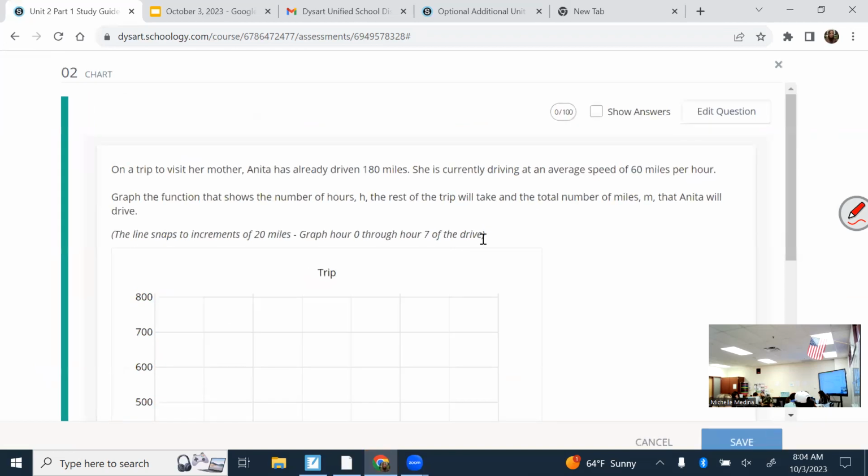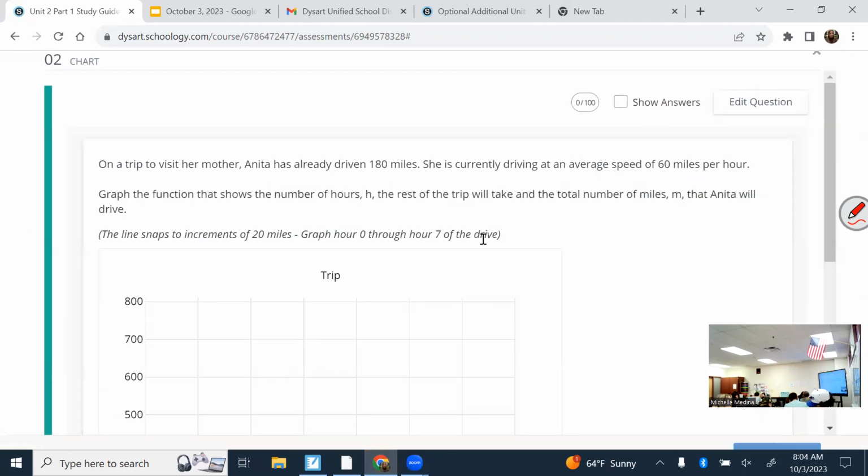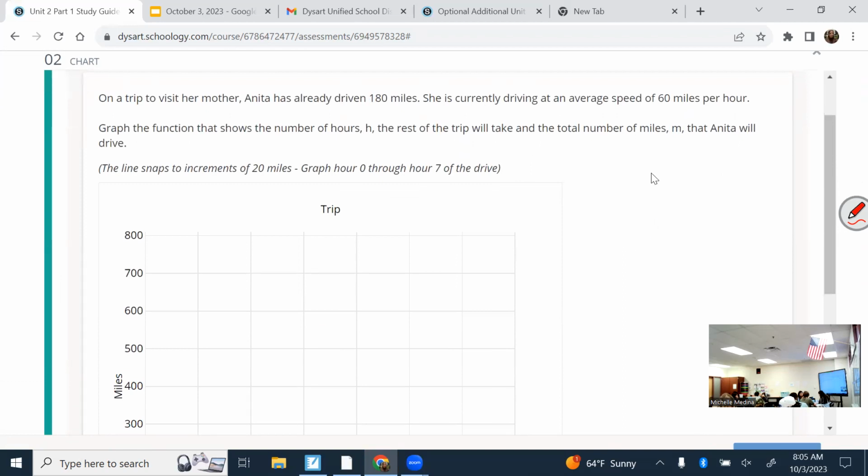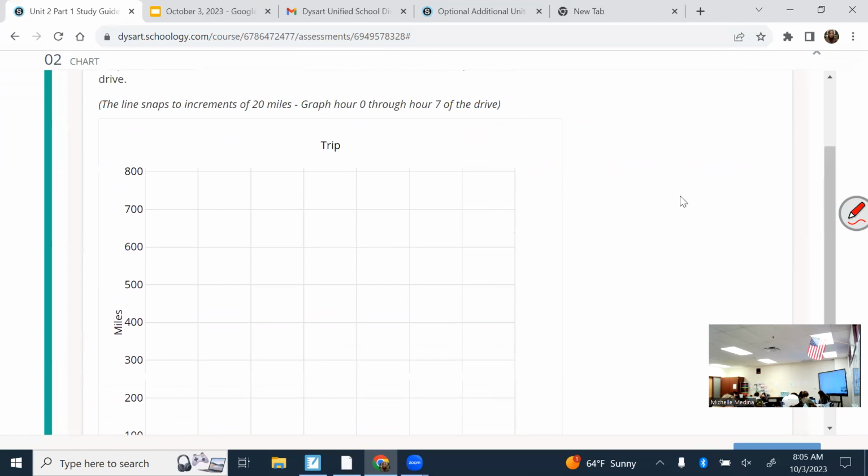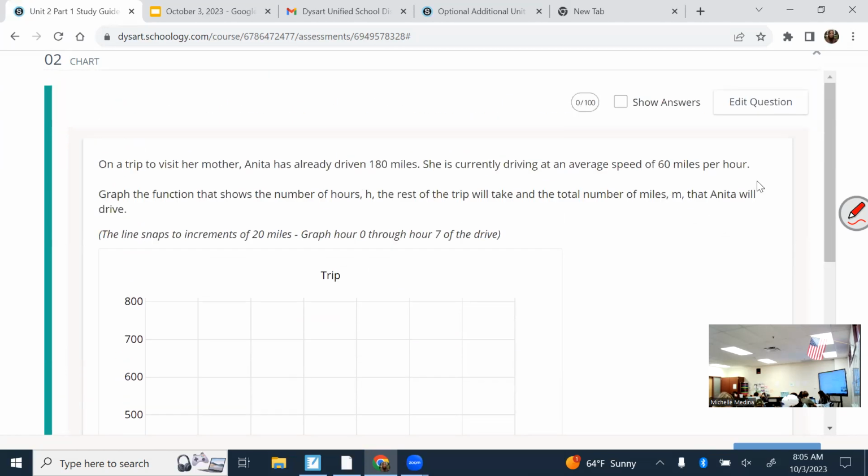Okay, so on a trip to visit her mother, table 1, stop talking. Anita has already driven 180 miles. She's currently driving at an average speed of 60 miles per hour. Graph the function that shows the number of hours H the rest of the trip will take and the total number of miles M that Anita will drive. So it would probably be easy to have the equation first, even though it's not asking you for the equation. That would help me graph it.